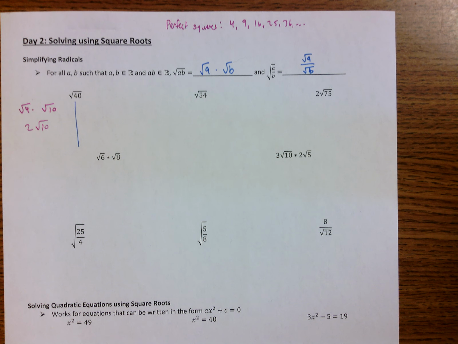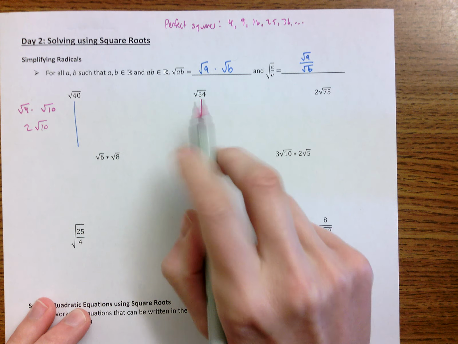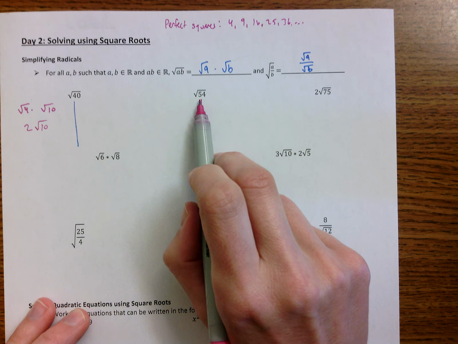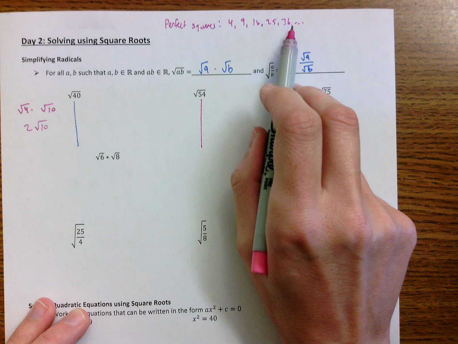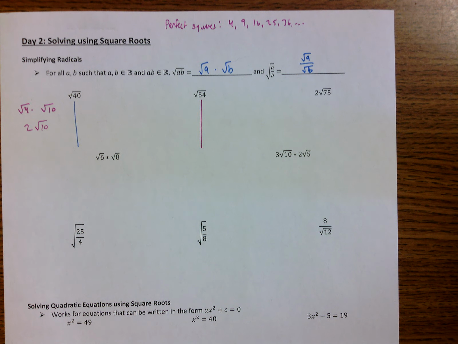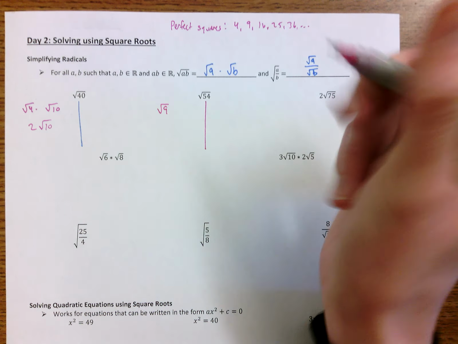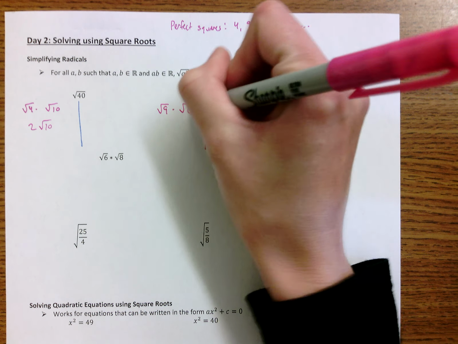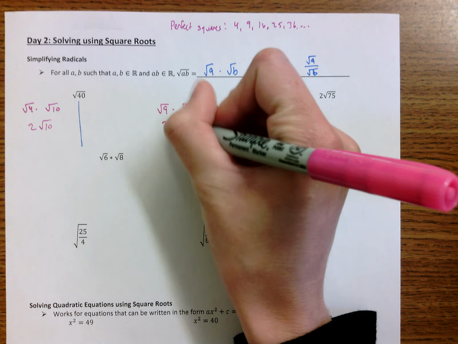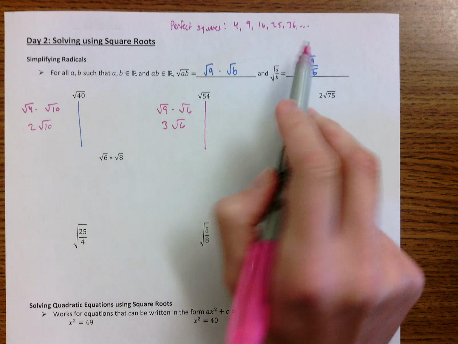All right, so let's actually do another one of these. Before we do method 2, let's take a look at 54. For 54, I'm looking at these perfect squares, and I'm looking for the biggest perfect square that evenly goes into 54, which would be 9. So I'm going to break this into the square root of 9 times the square root of 6. Square root of 9 is 3. And then the square root of 6, there's no other perfect squares that evenly go into that, so I know I'm done.